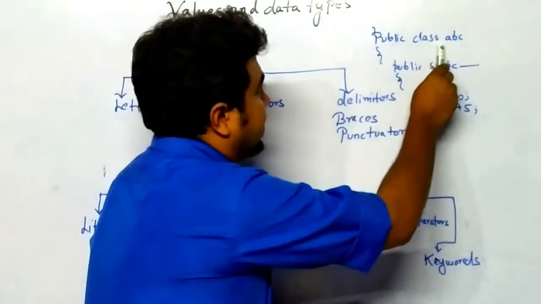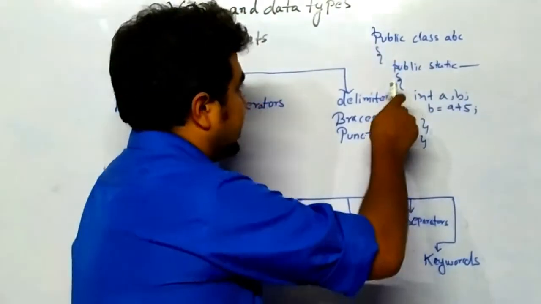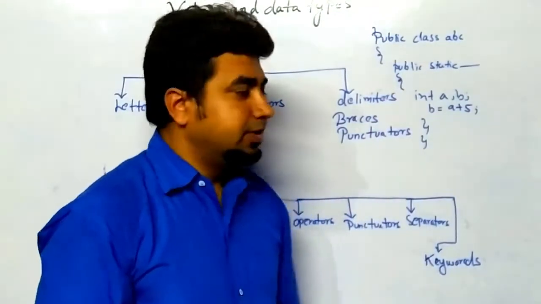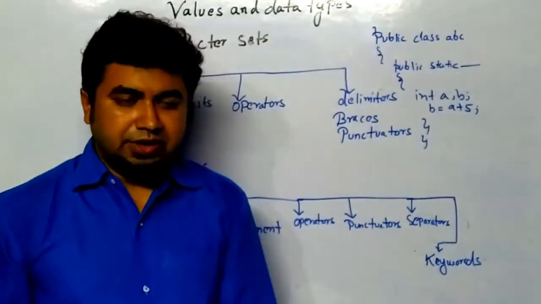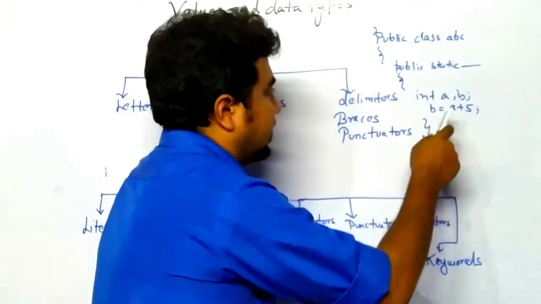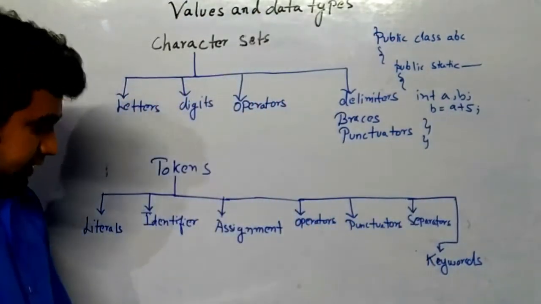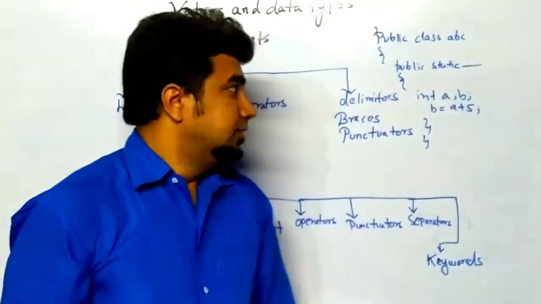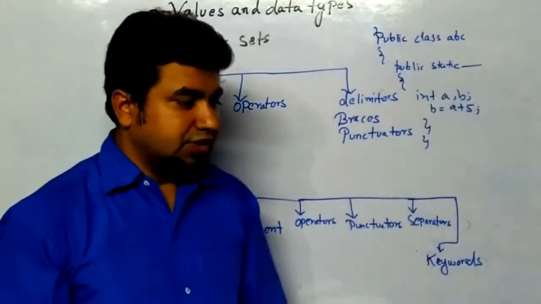These public and class are known as keywords. These braces are known as delimiters. This is also a component. This int is also one type of component, and this is known as a data type. And plus is an operator. So you can see clearly that a program is a combination of many components, which I will discuss later.